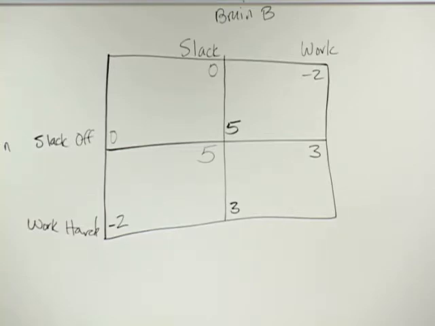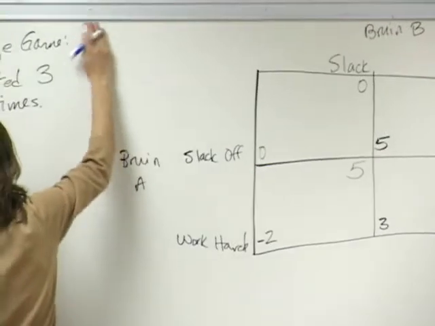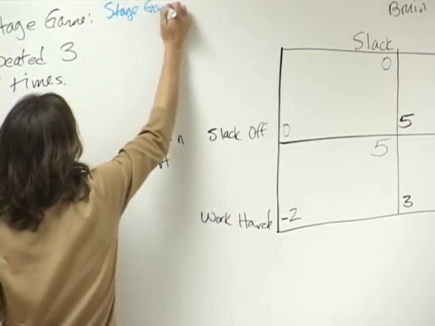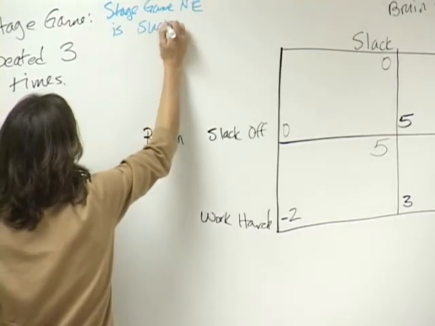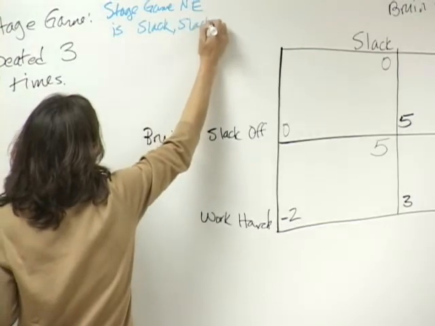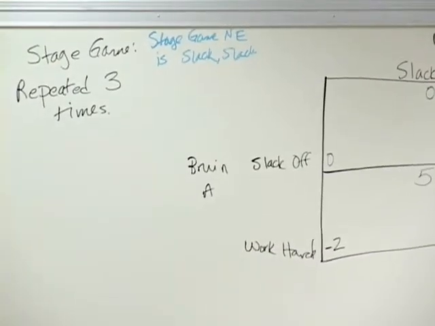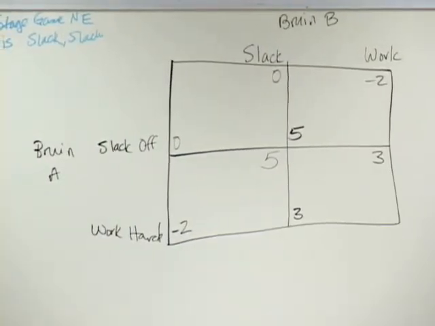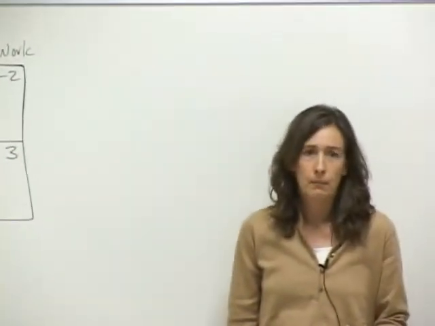Okay, so let's put the stage game Nash equilibrium is slack off, slack off. Okay. But now let's try out this shadow of the future idea. Okay. You've got 3 quarters to work together. Okay.